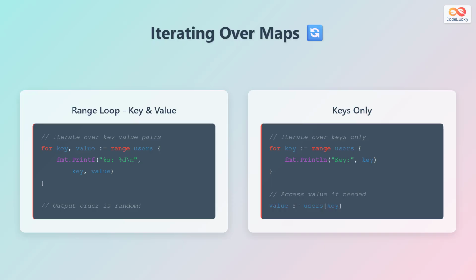If you only need the keys and not the values, you can iterate over the keys only. In this case, the loop will only assign the key to the variable. If you need to access the value associated with the key, you can do so inside the loop using the map[key] notation.